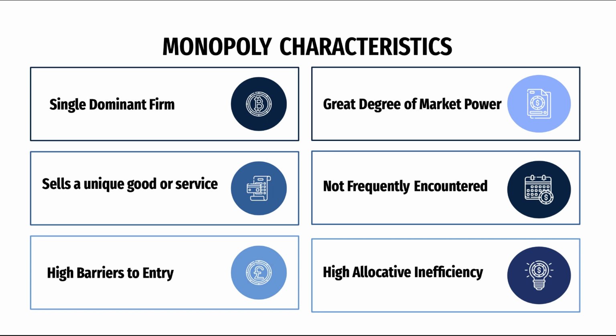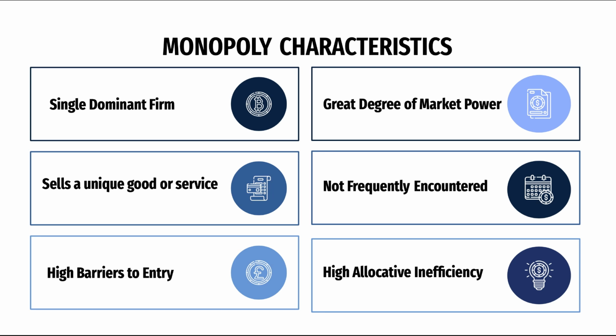Next, it sells a unique good or service with no close substitutes. If there were substitute goods, then consumers could consider switching to buying those other substitutes, right? So there would no longer actually be a monopoly for the good. And as you know, there are high barriers to entry in the industry because the monopolist owes its dominance in the market. This is also partly due to the inability of other firms to enter this market as well. And because it has high barriers to entry, it also allows it to have the greatest degree of market power.